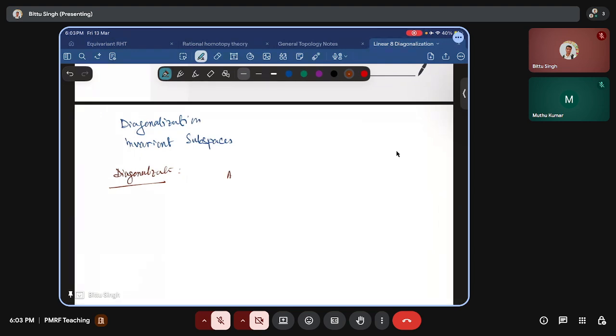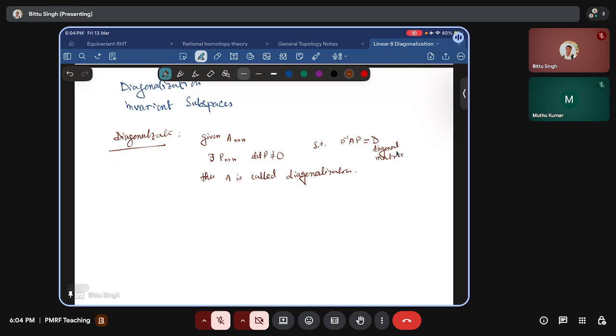Given an n by n matrix A, if there exists another n by n matrix P, which is non-singular, such that P inverse AP is a diagonal matrix, then A is called diagonalizable. Okay. So what is the meaning of this?